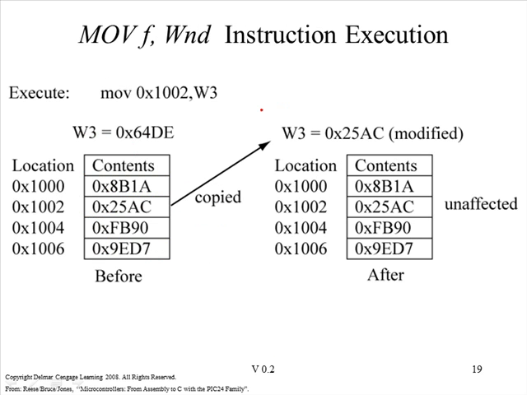Let's look at an example. We want to copy the contents of location 1002 to working register W3. Before execution of this instruction, W3 contains a 64DE, while location 1002 contains 25AC. After instruction execution, the contents of 1002, 25AC, is copied into working register W3. Notice that the memory location 1002 contents is left unaffected while W3 is modified.